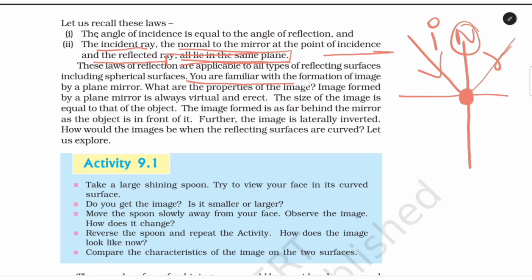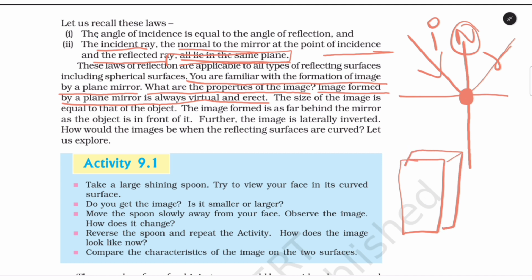You are familiar with the formation of image by a plane mirror. What are the properties of the image? The image formed by a plane mirror is always virtual and erect. If you are standing in front of the mirror, in the mirror also you will see yourself like that. Here the right hand will become the left, and the left will become the right in the mirror. This is known as virtual and erect.